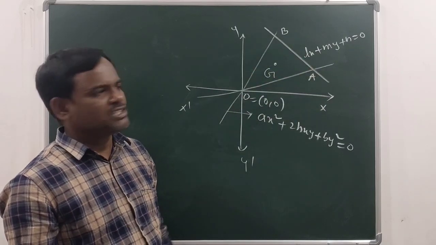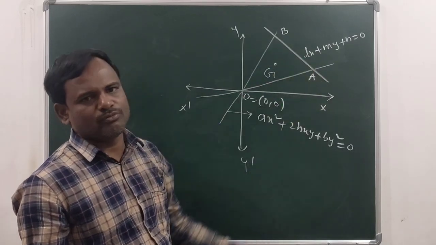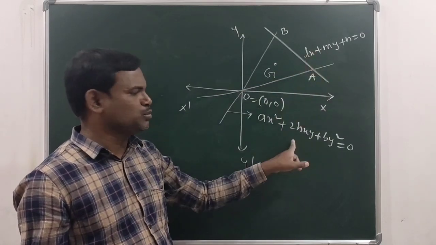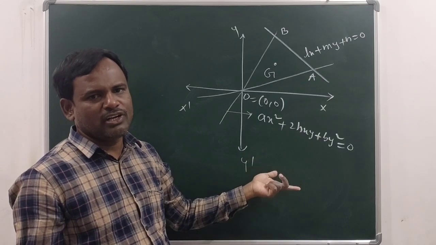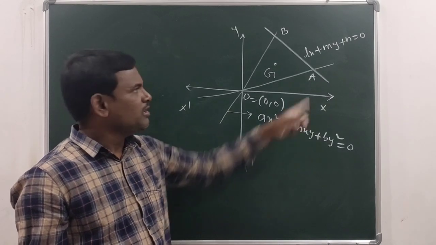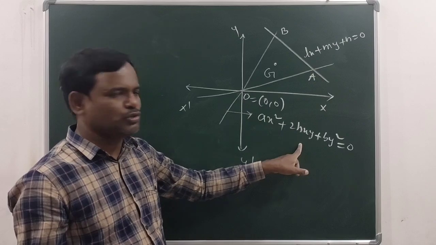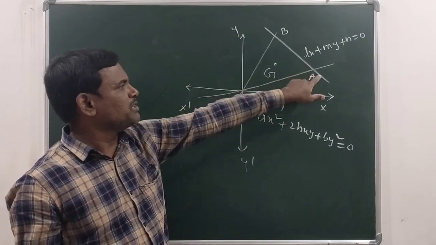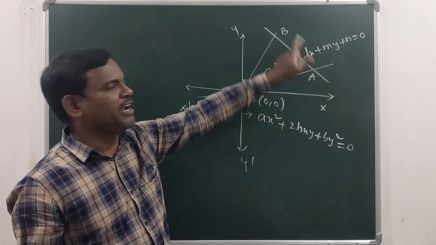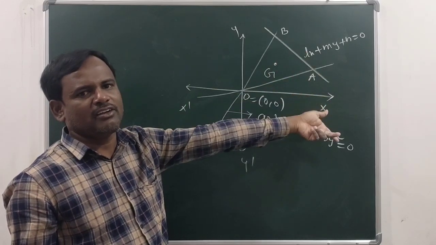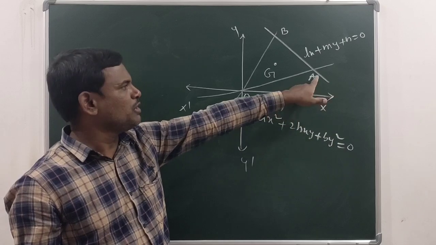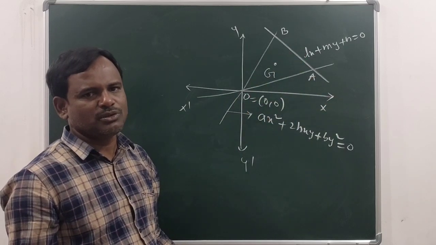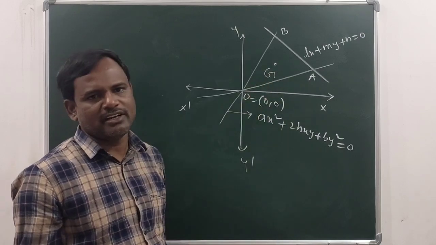How? Just solve these two. How to solve, you know. Make either x or y the subject here and substitute here. If you make y the subject and substitute here, you will get 2 x values, which represent the abscissas of A and B, and then get the y values so that you will get A and B. Already one of the vertices is 0, 0. Then you can find the centroid.